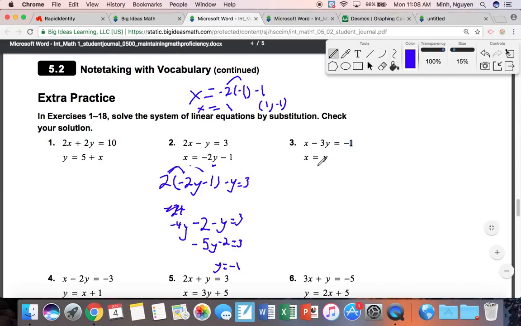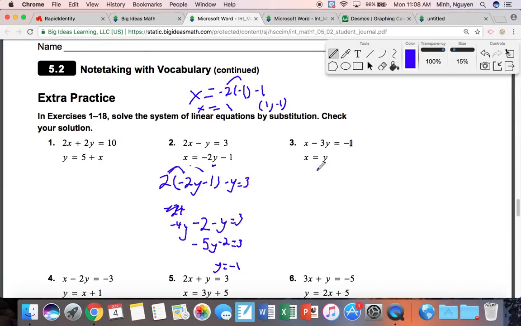x equals y. So here I'm going to show you two different ways. So x equals y and y also equals x. So instead of x, I can replace this with a y. I can say y minus 3y equals negative 1. But since y is equal to x, I could also say x minus 3x equals negative 1.